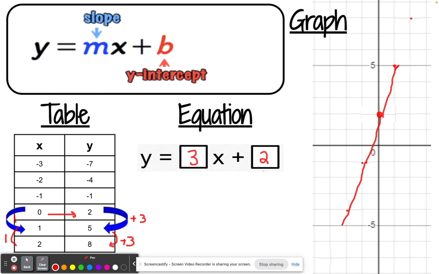And I should see other points that I have along the line. Do I have -3, -7? I don't think I went that far. I do have -2, -4, and that's a point on my line. 1, 5, that's a point on my line. So, easiest way to graph a linear equation.